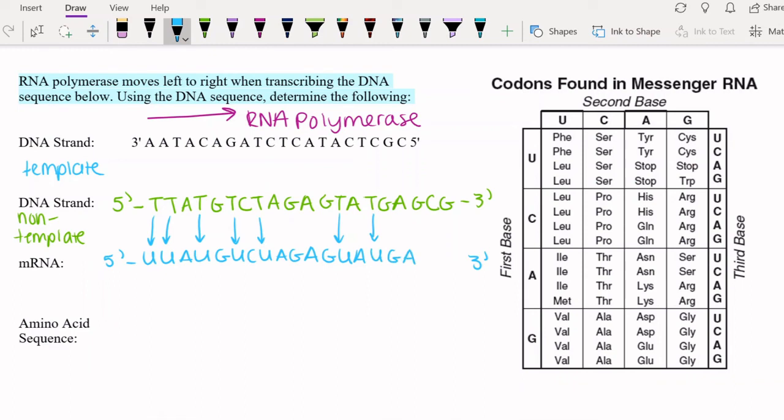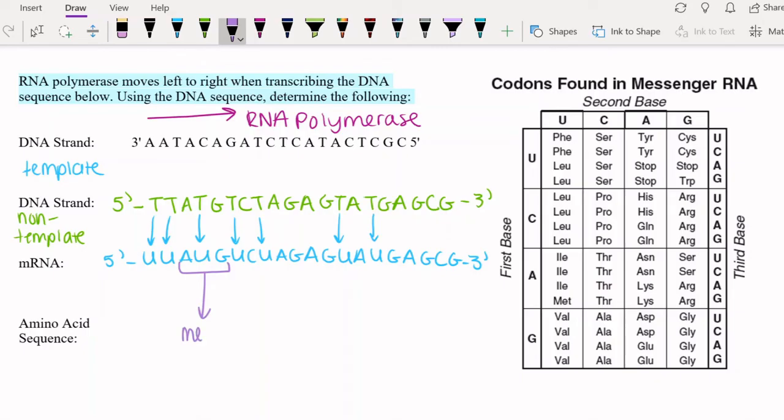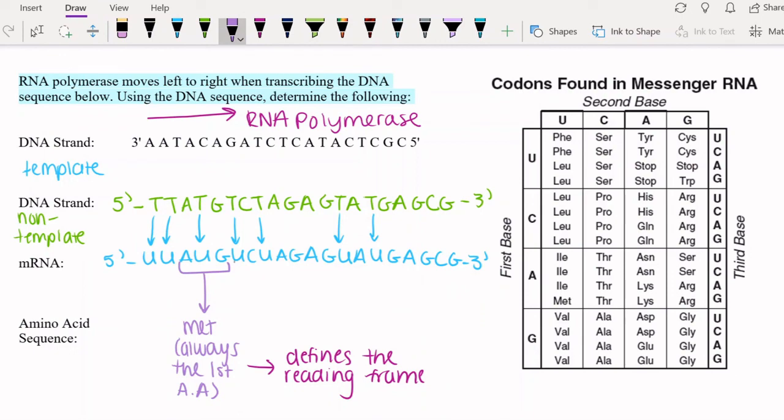Now, the amino acid sequence. We're going to look from 5' to 3' until we find the start codon, AUG. AUG always codes for methionine. The start codon defines the reading frame, meaning that it determines which groups of 3 bases will be codons. Let's look at the next codon, UCU.